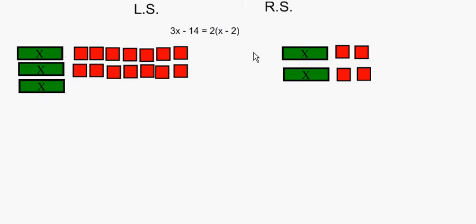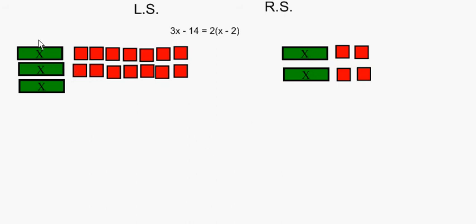So as far as my picture goes, it doesn't really change at all. 2 sets of x minus 2 means I've got 2 x's plus a minus 4. So my diagram really doesn't have to change when I do my distribution technique. Now I want to move my x's or my 4's and my numbers across. Which one do I want to move? It doesn't really make that much difference.